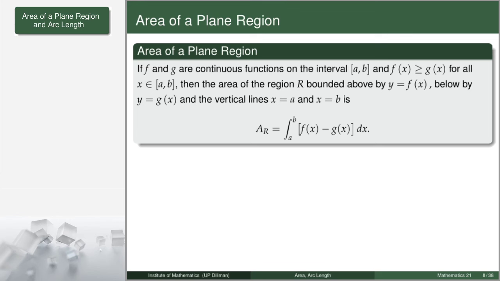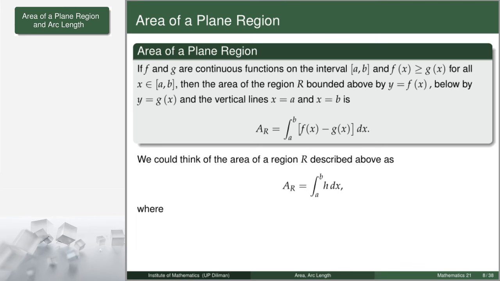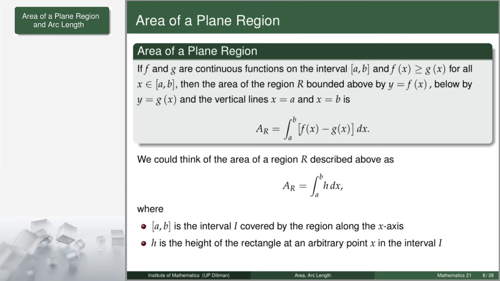Now there are a lot of ways to memorize this formula, but we'll be giving another mnemonic for it so that we will be able to generalize it easier next time. And that's this. We can think of the area of a region as an integral of h dx because remember what we need to find out here is the height. AB here is just the interval covered by the region along the x-axis, and h will be our height. In this case, the h that we'll be using is f of x minus g of x.